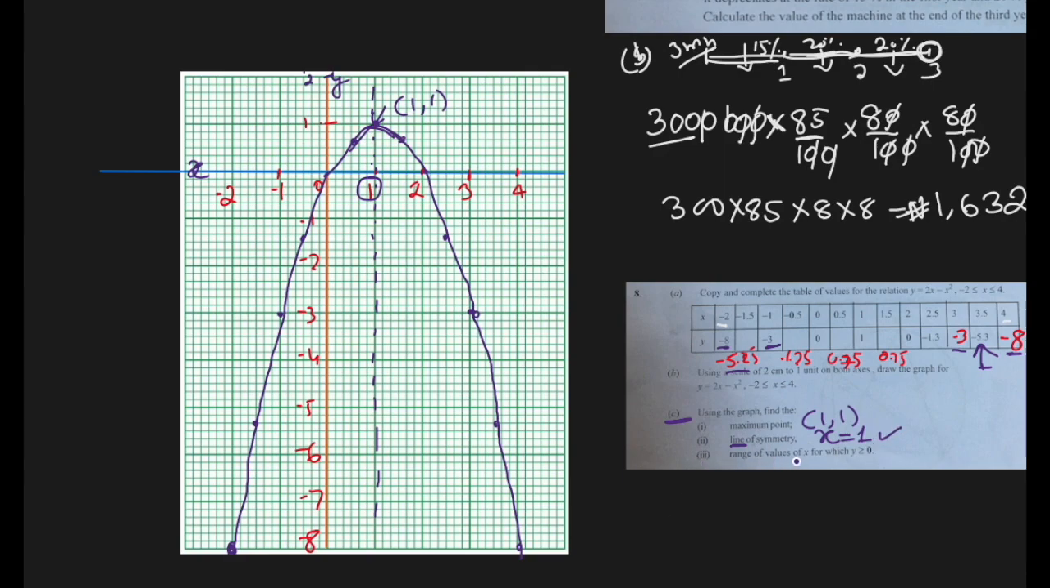Number 3, range of the values of x for which y is greater than or equal to 0. We can see the y value is greater than or equal to 0 between the two values 0 and 2. So our answer will be 0 is less than or equal to x is less than or equal to 2, which means the x value lies between 0 and 2, both included. This is the range where our graph is above the x-axis and the y value is more than or equal to 0.